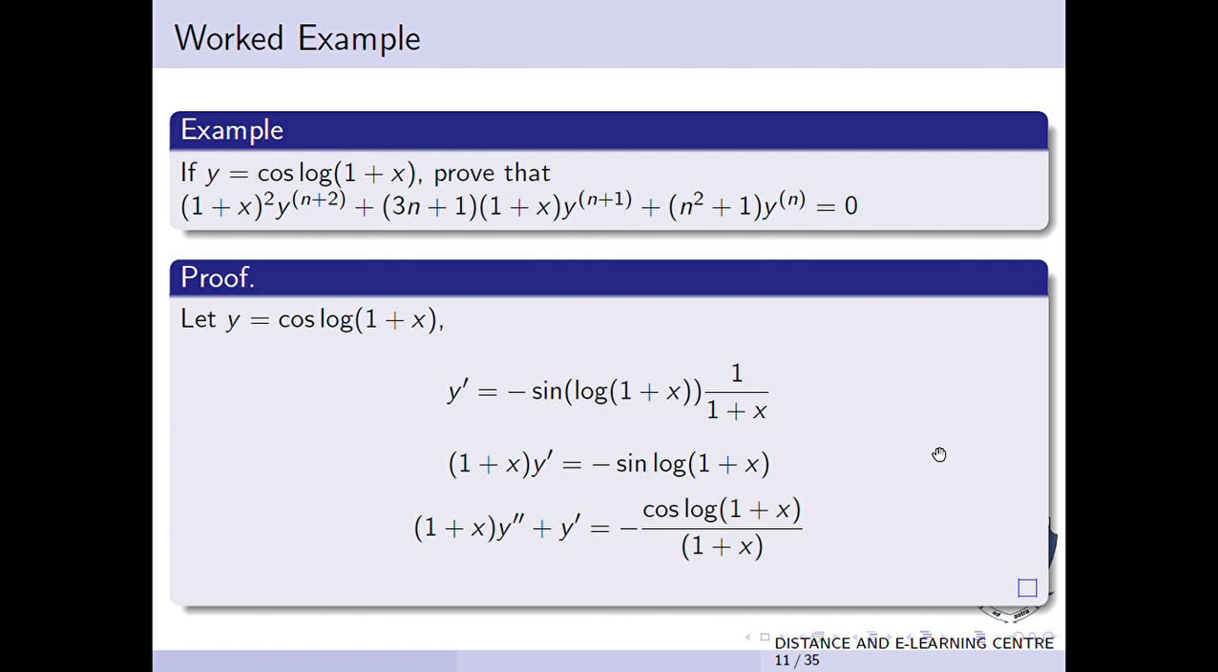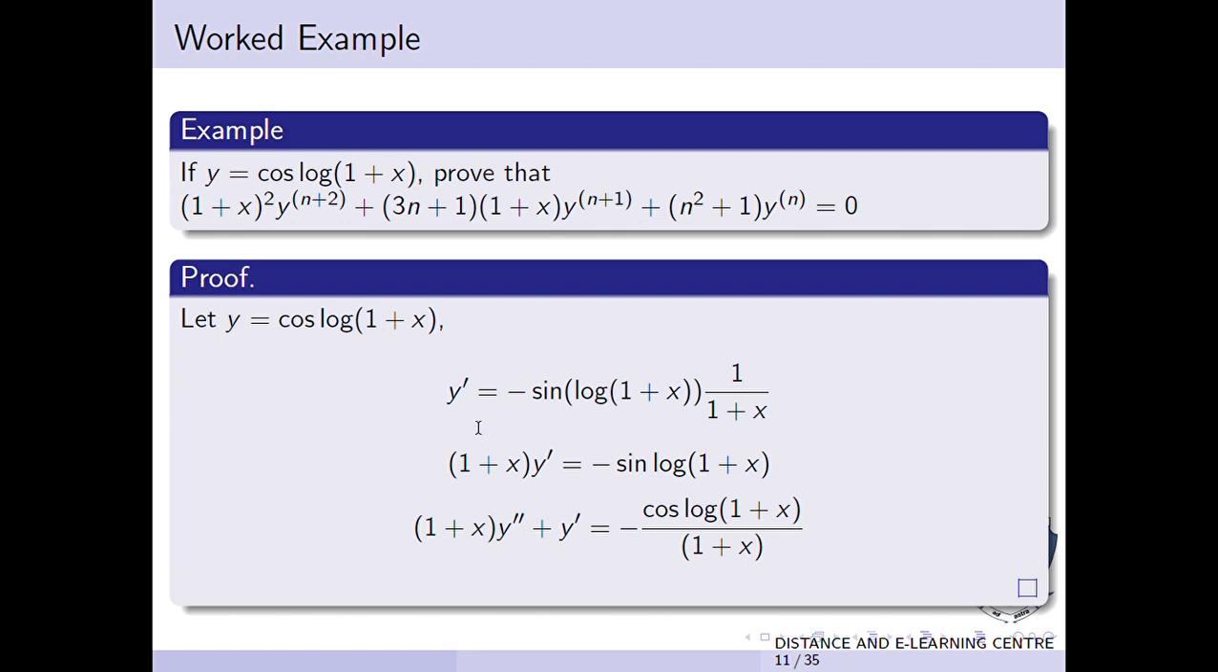If y is equal to cos the log of 1 plus x, we should prove that 1 plus x all squared, then y raised to power n plus 2, plus 2n plus 1, 1 plus x, y raised to power n plus 1, plus n squared plus 1, y raised to power n is equal to 0. Proof: let y be given.